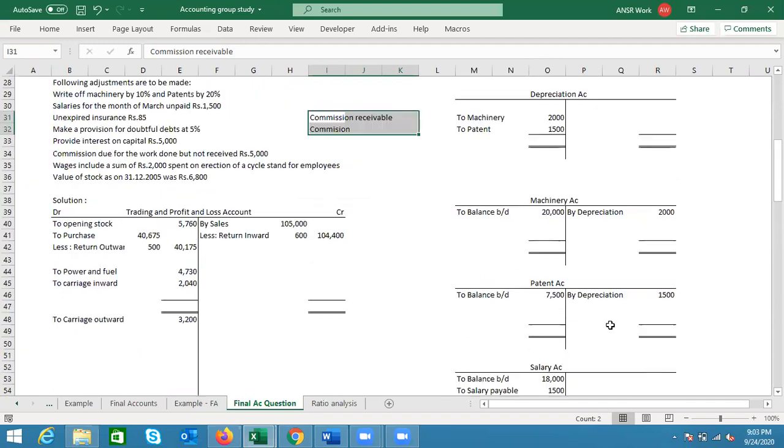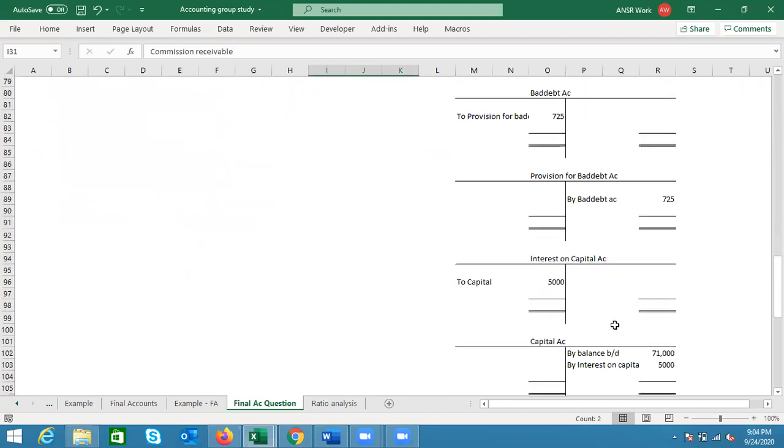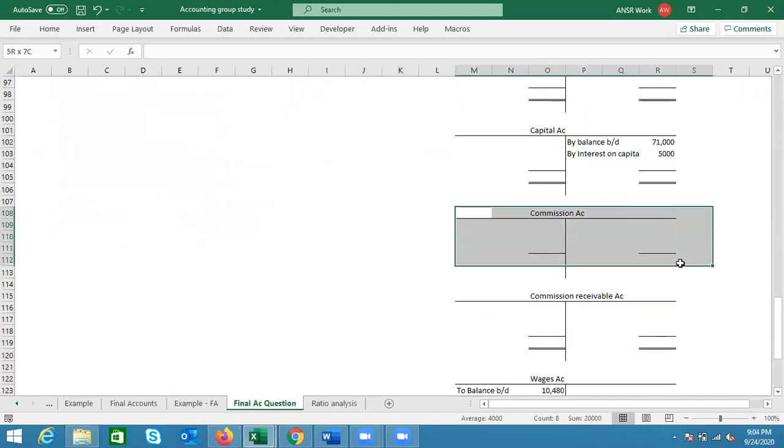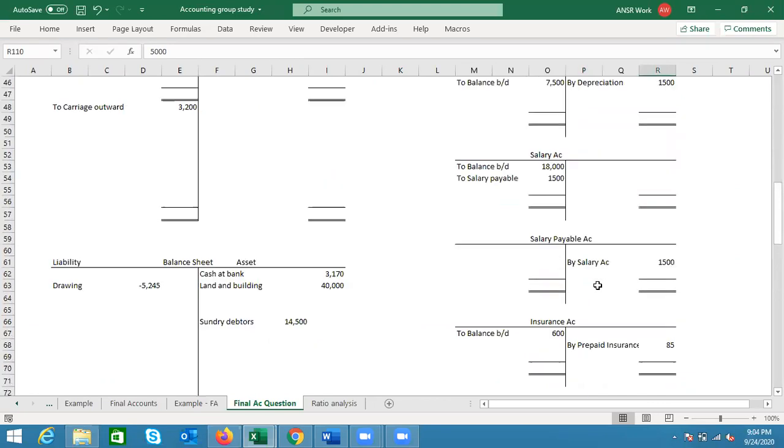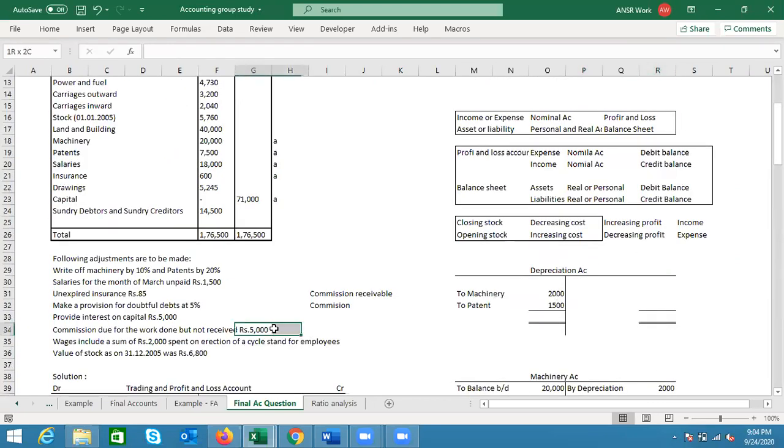Which ledger are we saying for commission receivable? Commission account only. In the credit side, right? Yeah. By commission receivable, the amount is nothing but 5,000 only. 5,000 was given in the question itself.